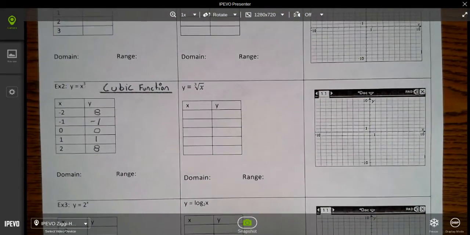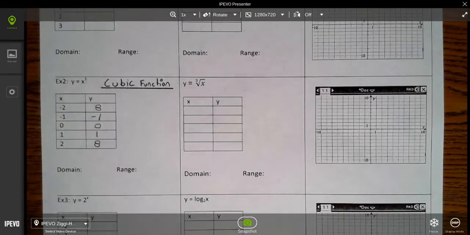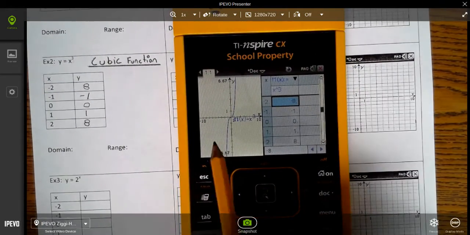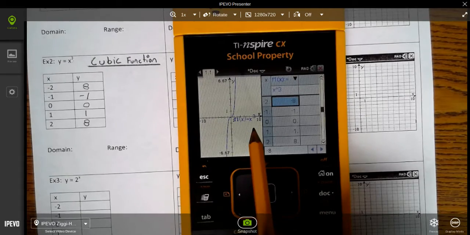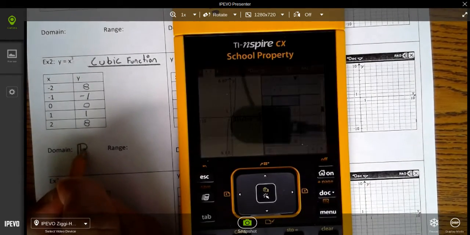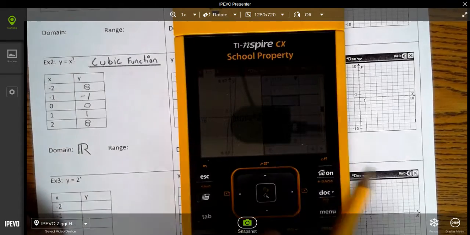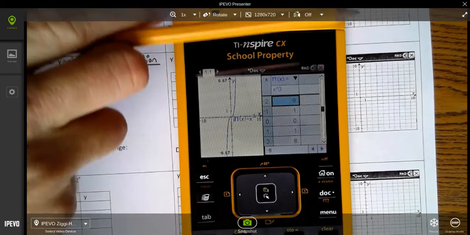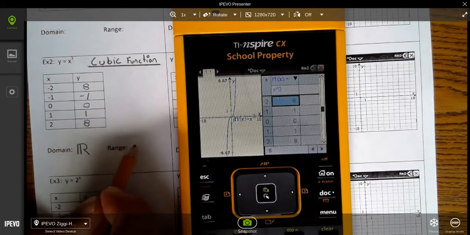Now the domain and range. Let's go and look at the graph. So from left to right, the domain is all real numbers. And then from bottom to top, the range is all real numbers.